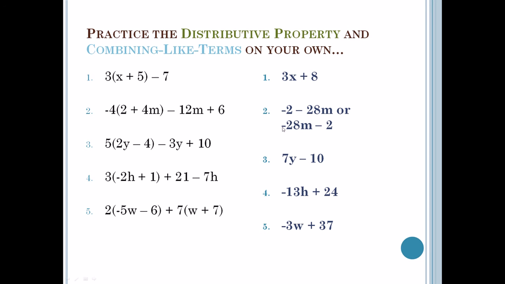So you may have your answers right, but you might have written them in a different order. For example, on number 3, the 7y has to be positive and the 10 has to be negative. So if you wrote your answer as negative 10 plus 7y, that would be correct. So I just want you to understand that you could have the same answer as long as the sign is correct, or you might have it written in a different order. So, how did you do?